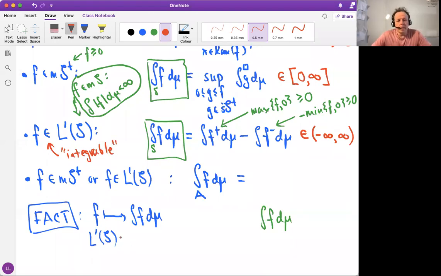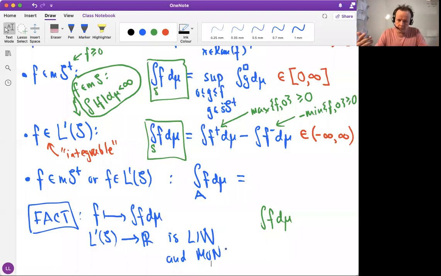So if we map an integrable function from the L1 space to the set of real numbers, this map is again a functional. Now it's a signed functional because it can take negative values. The basic fact is that this functional is linear and monotone in the same way as the previous integrals.